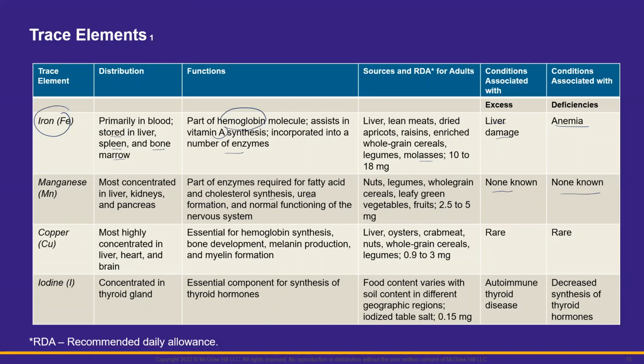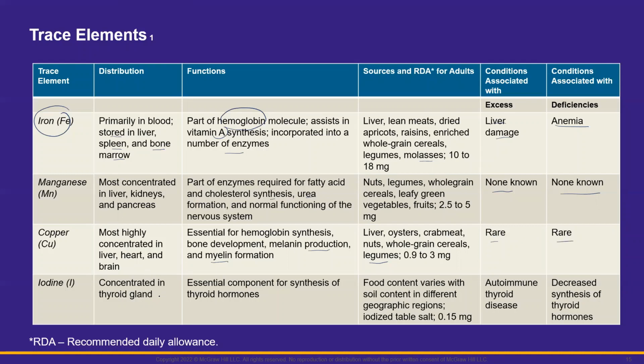Copper, most highly concentrated in liver, heart, and brain, essential for hemoglobin synthesis, bone development, melanin production, and myelin formation. Source: liver, oyster, crab meat, nuts, whole grain cereal, and legumes, 0.9 to 3 milligrams per day. Excess rare, and deficiency of copper also rare.